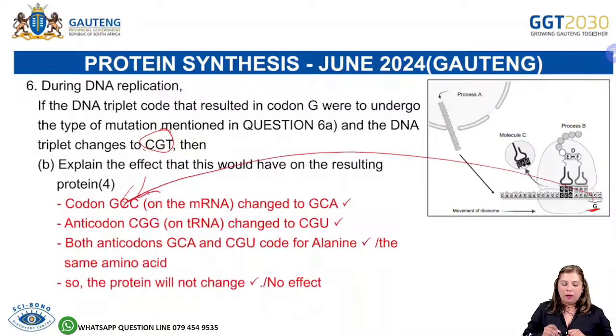Do you see that? On the mRNA, because this is the mRNA, and it changed to GCA. So obviously if the codon is going to change, then it changes to GCA. What's going to happen? The anticodon is going to change. And then it's going to be CGG, and that change on the transfer RNA changed to CGU. Both anticodons, GCA and CGU, code for alanine, the same amino acid, which was in the table that we got before. So what would happen? The protein would not change.